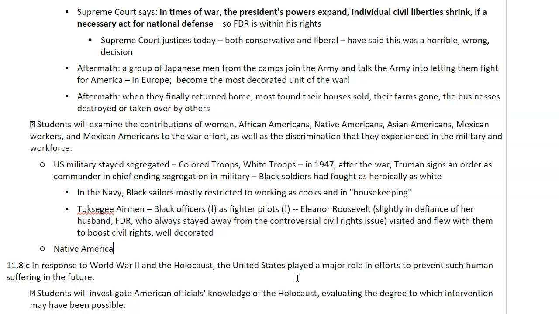Okay, let's also talk about, I guess briefly, Native Americans. The Navajo Code Talkers. Many of you have seen that movie, I think. It is a true story. The movie is a little bit Hollywood, as all movies are. But the basic idea is correct.